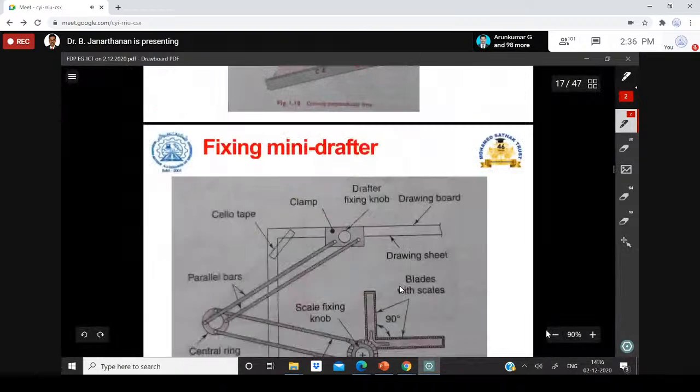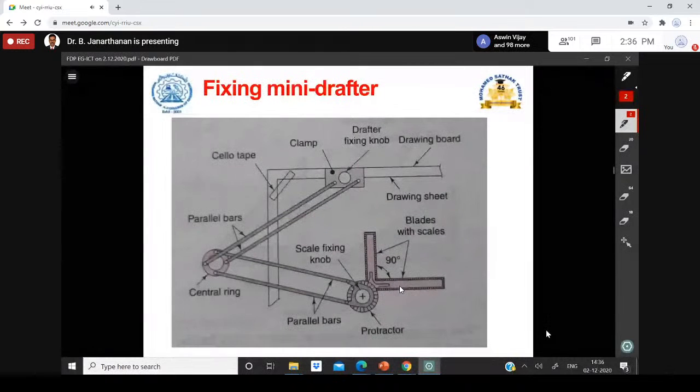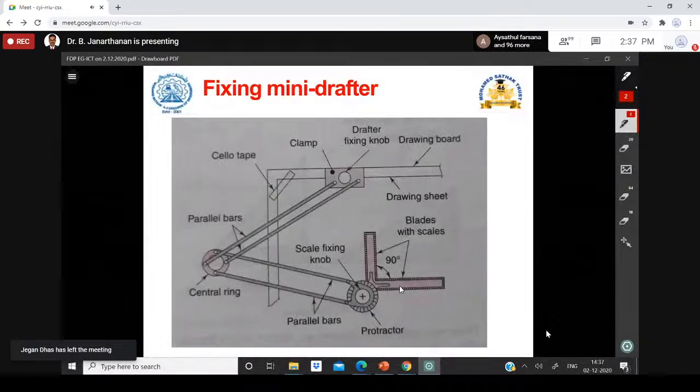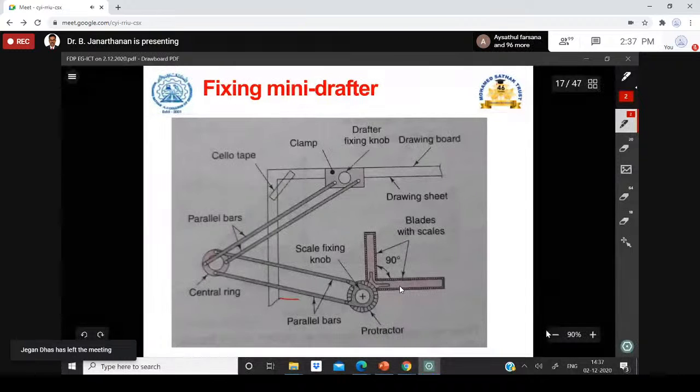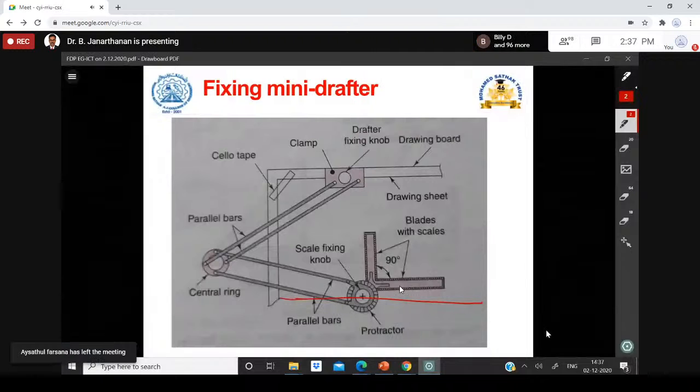So then the students will find it difficult to fix the mini drafter in the drawing board with the proper alignment. Suppose the drawing sheet is like this in the horizontal direction, and if they fix the protractor of the mini drafter at 0 degree and keep the scale like this, it may not exactly coincide with the drawing sheet border. So when they fix this knob first and then try to align the scale with the drawing sheet, it may not be perfectly aligned.